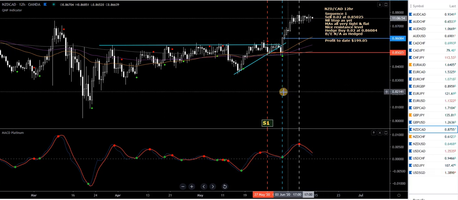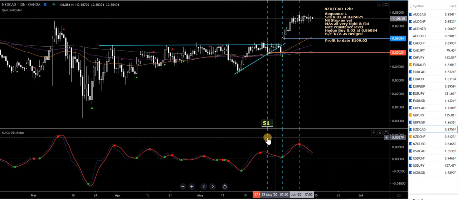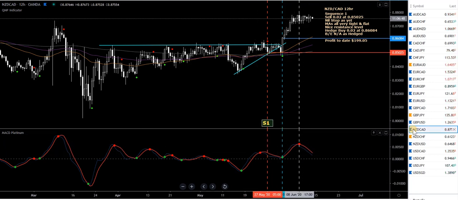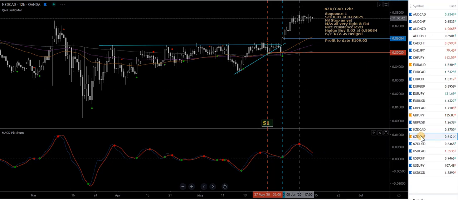So it's New Zealand CAD, just waiting for a new sell signal to help try and clear this hedge. MACD platinum's remained above the zero level. MACD's heading down, price is still going across. So there's going to be divergence there.